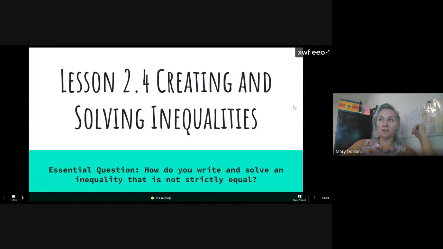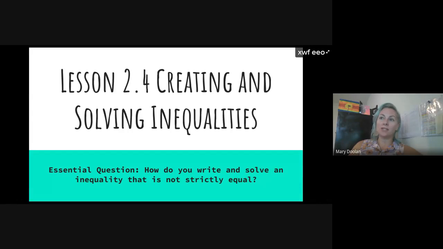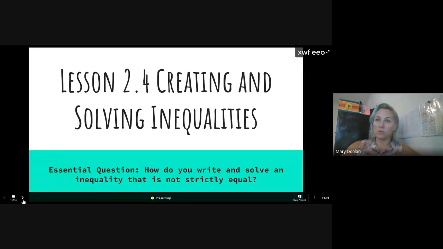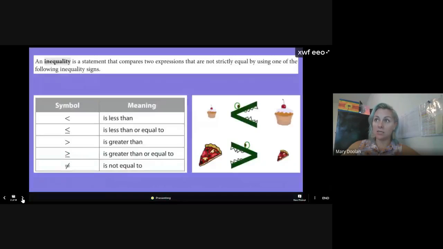Lesson 2.4, creating and solving inequalities. Your essential question: how do you write and solve an inequality that is not strictly equal? If it was strictly equal, that wouldn't be an inequality, that would be an equation. We've been working with equations, but now we're going to work with inequalities.